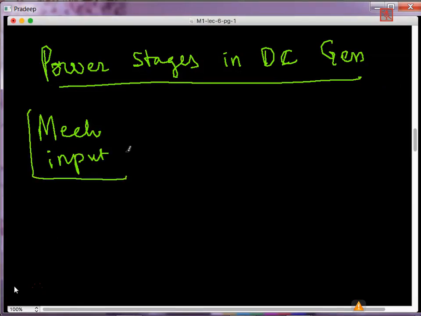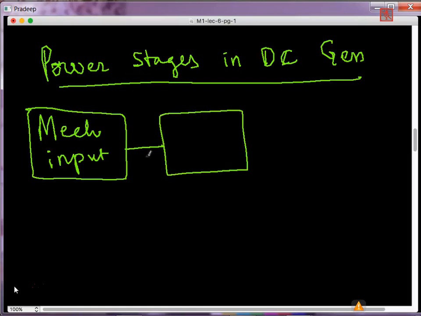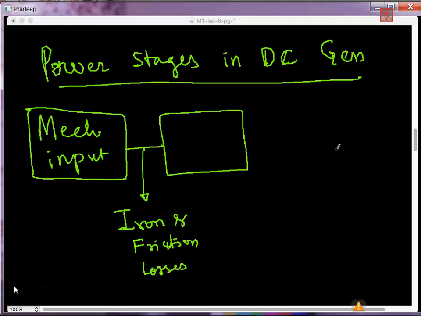From this mechanical input, there are some losses. These losses are nothing but iron and friction losses, or these are mechanical losses. Then whatever is remaining is actually what is converted. So this is the mechanical to electrical conversion.